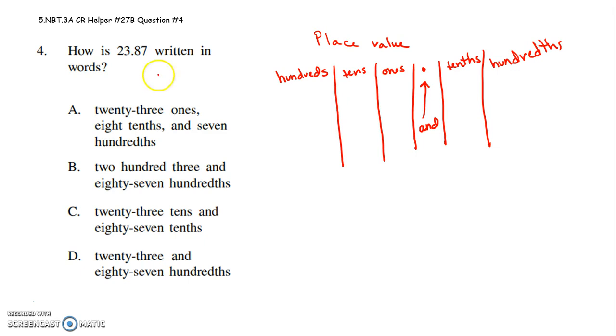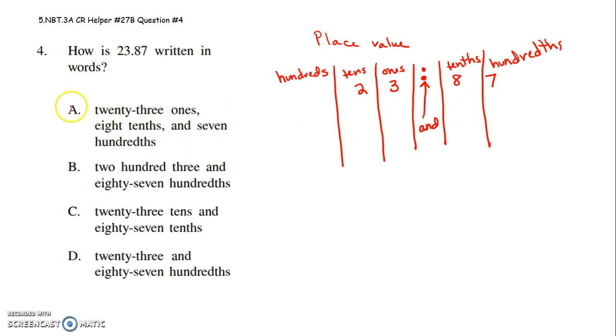Okay. So first thing I'm going to do is write down this number. Then I have my decimal point, which I know I'll read as the word and. Okay. So here's how we read numbers. First of all, this says 23 ones. Well, this is not 23 ones. I mean, okay, it is 23 ones. It is 8 tenths. It is 7 hundredths.